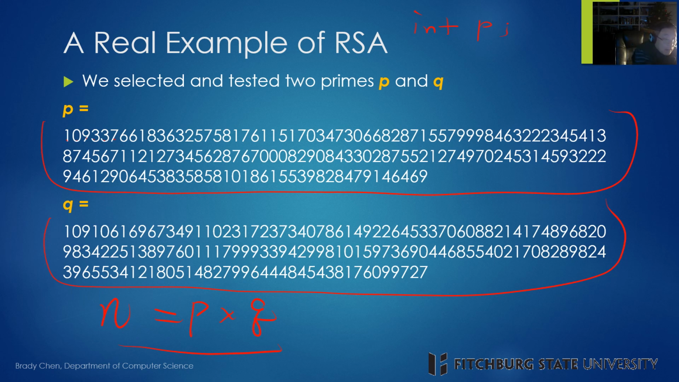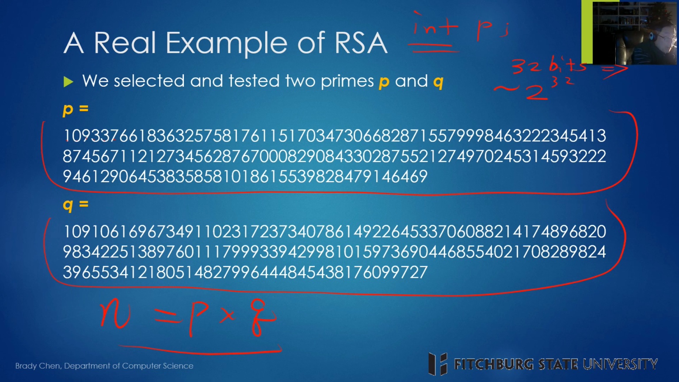Because int only allows you to define an integer up to 32 bits. For 32 bits, the largest value we can represent is about 2 to the 32. That's not a big number. Now the number we're talking about is not 2 to the 32. We're talking about 2 to the 1024. That's a huge number. Okay.